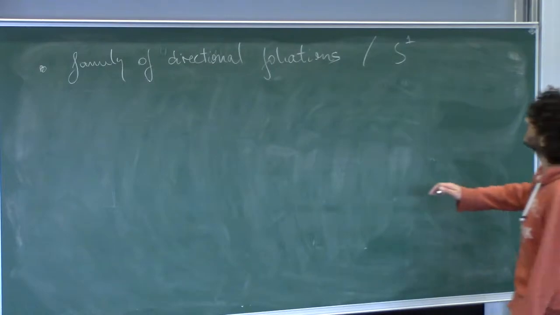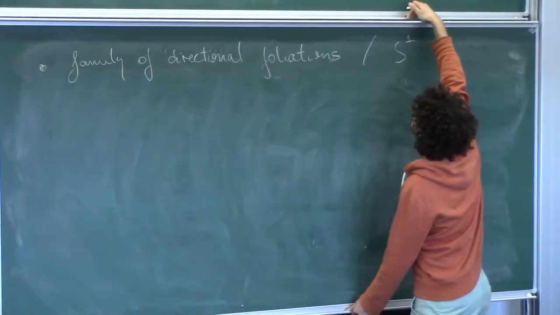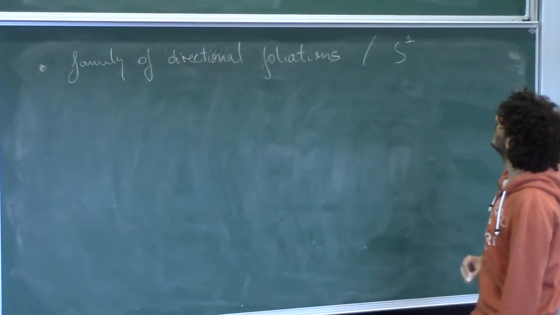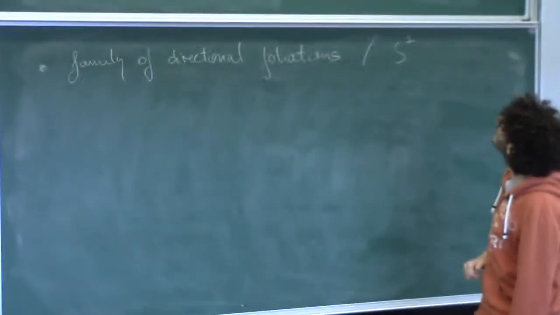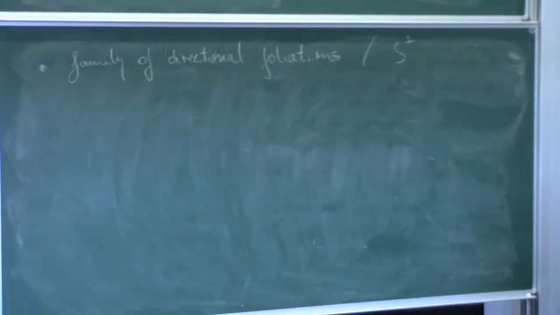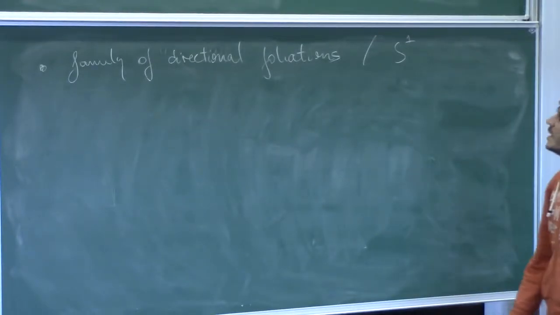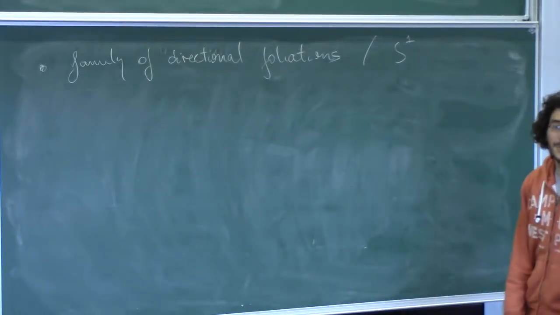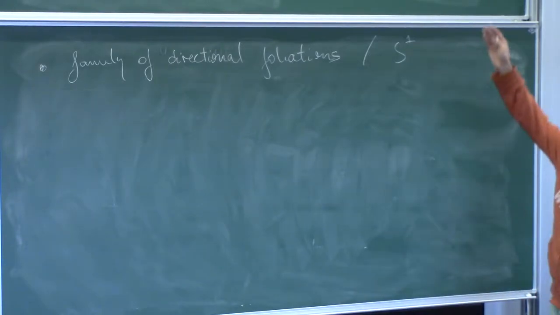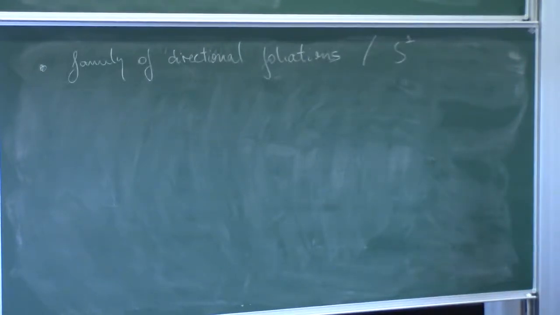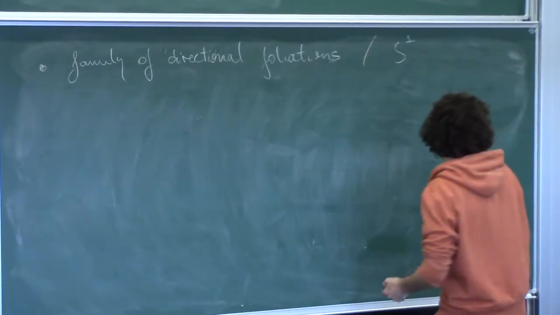And in the case of the torus, if you draw a simple closed curve that is transverse to the foliation, the first return map is going to be a piecewise affine homeomorphism of the circle. So this object has a connection to piecewise affine homeomorphisms of the circle. Okay?